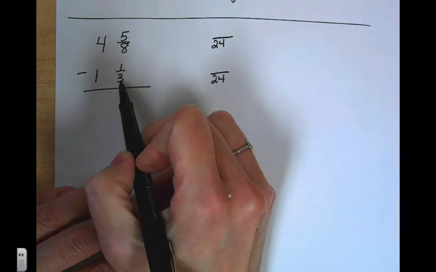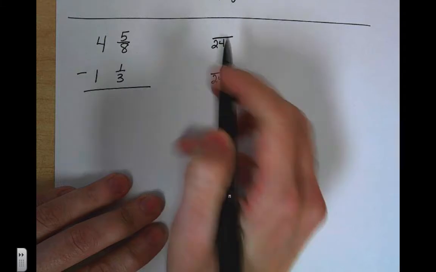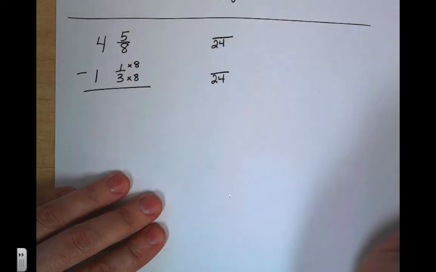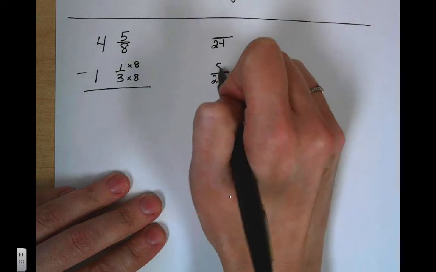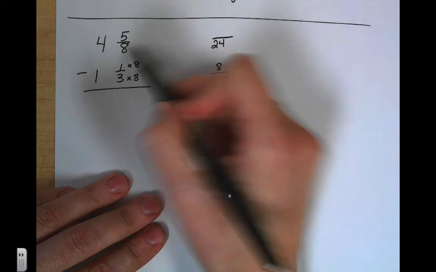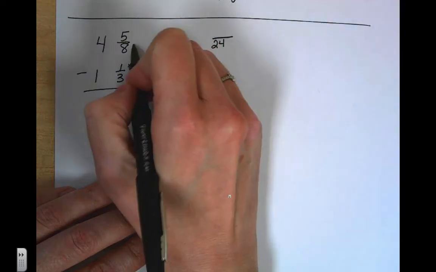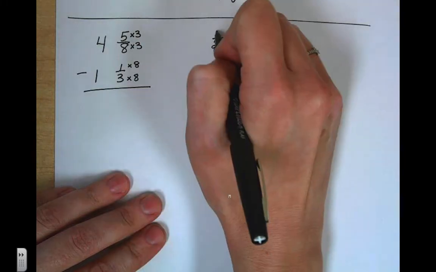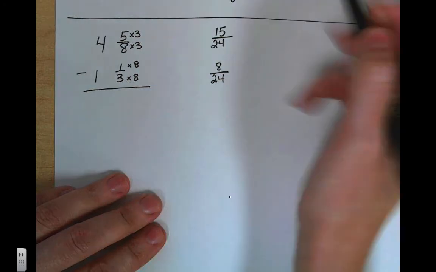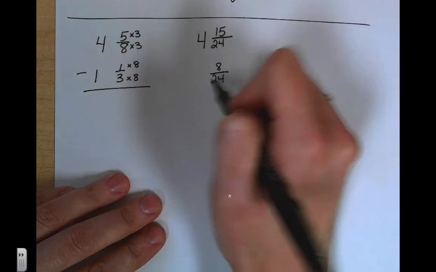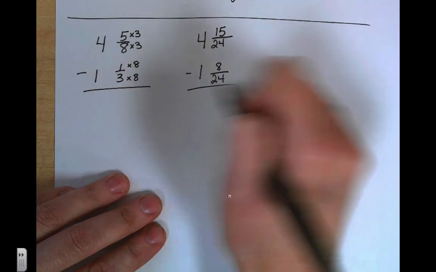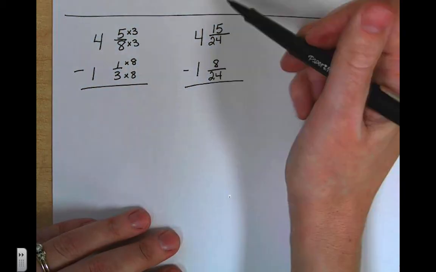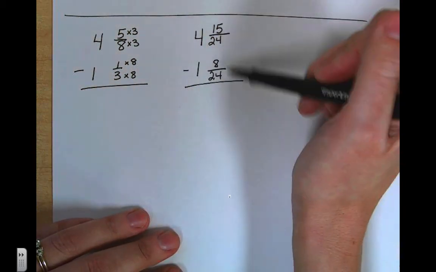And how did I get from 3 to 24? Well, I multiplied by 8, so I'm going to do the same thing to my numerator, and 1 times 8 is 8. And how did I get from 8 to 24? I multiplied by 3, so I'm going to do the same thing with my numerator. 5 times 3 is 15. And my whole numbers do not change, so my 4 stays and my 1 stays. And I end up with 4 and 15/24 minus 1 and 8/24.